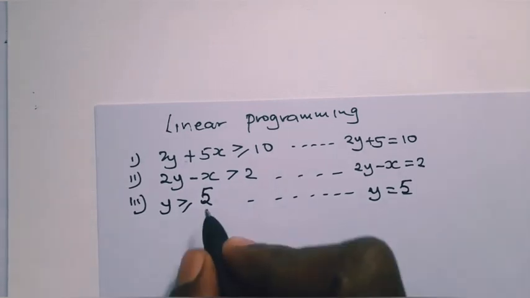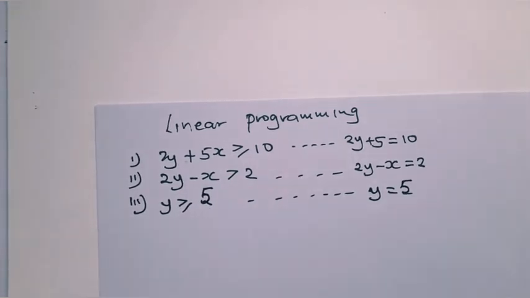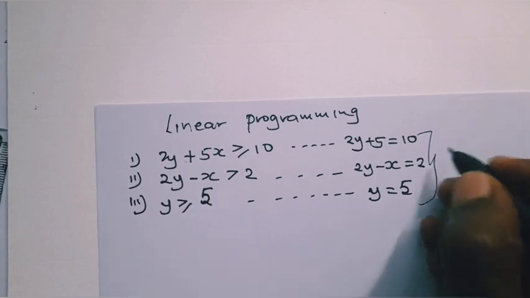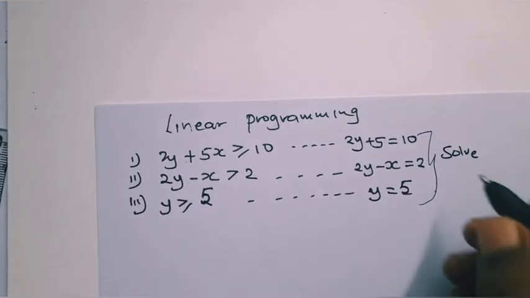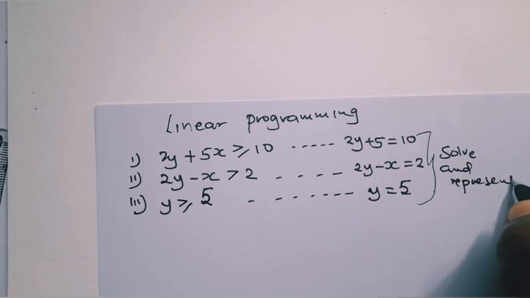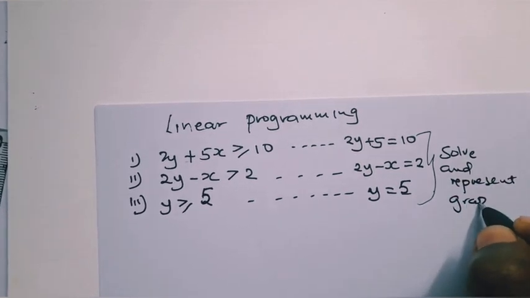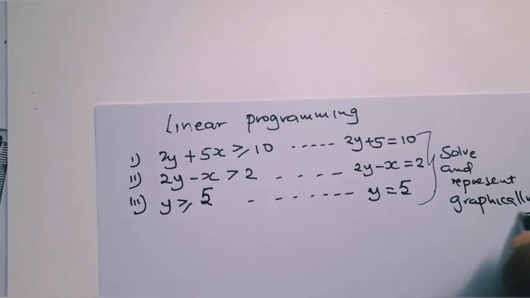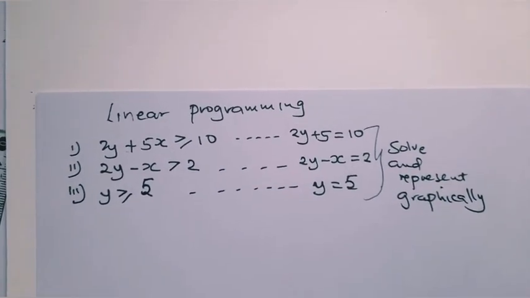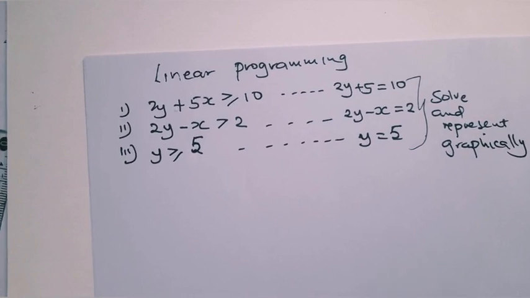Okay, now once we have written them in terms of equations, we are expected to solve the equations and represent them on a graph. Solve and represent graphically. If we represent them graphically, it means we are drawing straight lines of the given equations. So let's start with the first one.